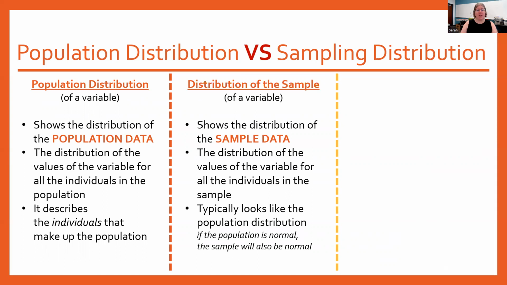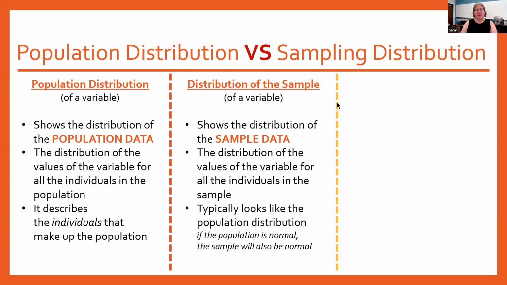This shows the distribution of the sample data, the distribution of the values of the variable for all individuals in the sample. That's a much more achievable thing than finding the values for all of the individuals in the whole population. This typically is going to look like the population distribution. So if the population is normally distributed, your sample will be as well. If you are reading a problem and it claims the original population was normal, that gives you automatically that you can apply those normal properties on the sample. So these are two groups that we've really worked with in the class.